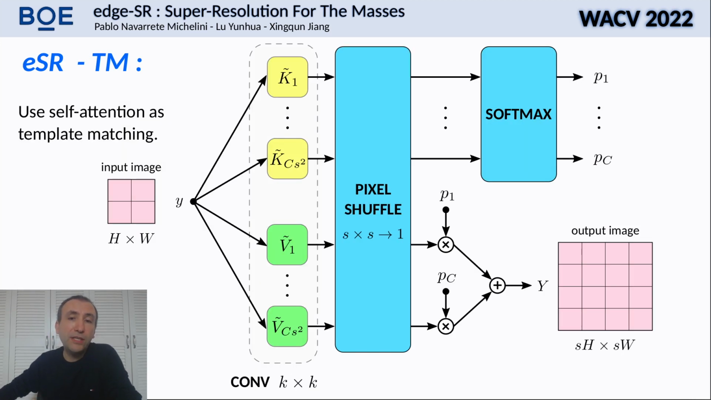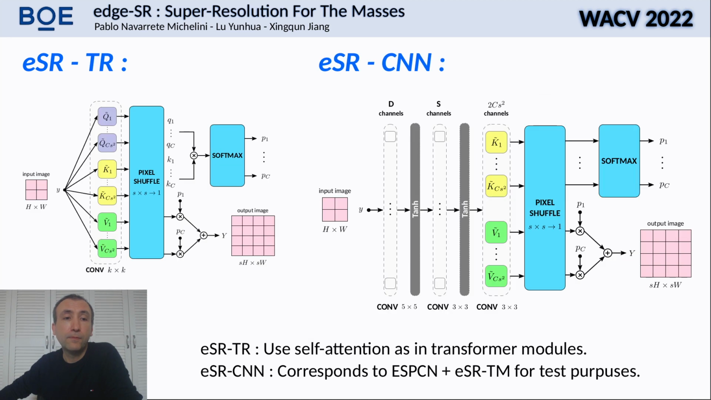Both matching and upscaling filters can be part of one convolutional layer, as shown here. C channels go to a softmax and estimate the probabilities. And these are used to compute the expected value. As you can see, we end up with a self-attention model. We tried two other variations.